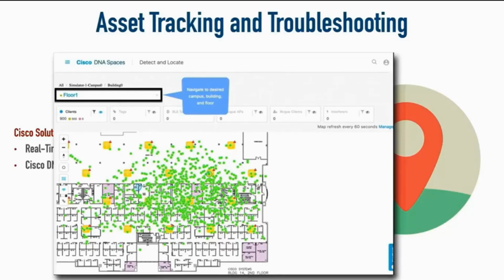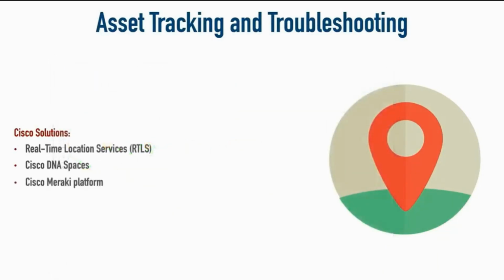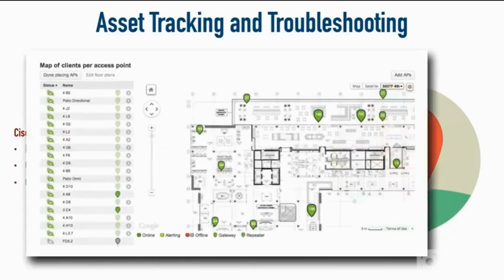And it's not just Cisco DNA Spaces that gives us this, it's also on Cisco's Meraki platform. Here's a look at what that might look like. Very similar. We have a floor plan and we're able to see a fairly precise location for our different client devices. And that's all made possible thanks to location services.